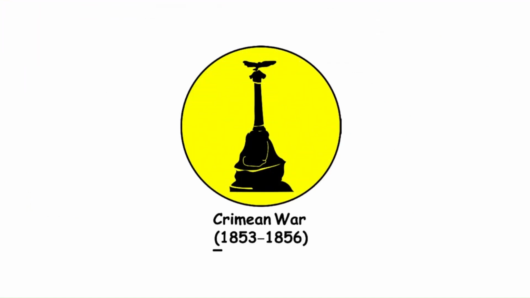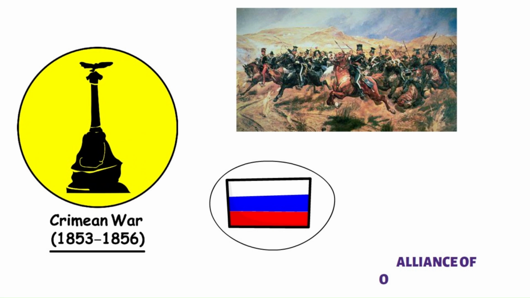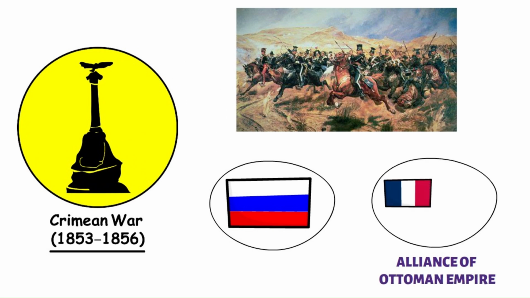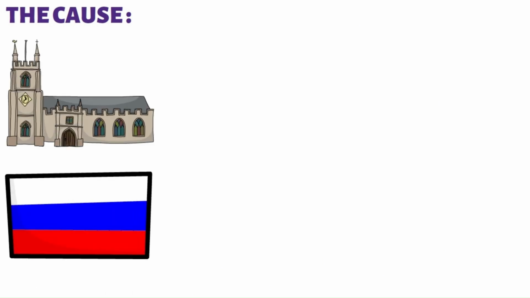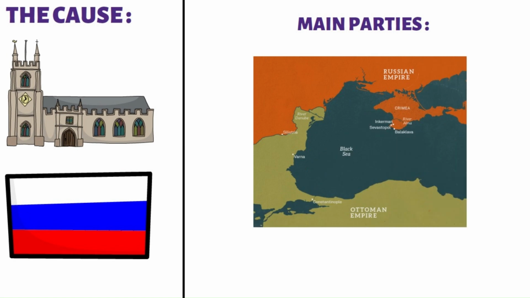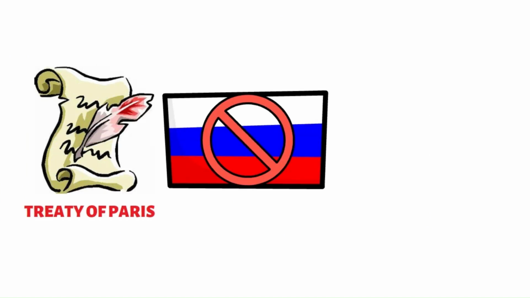Crimean War, 1853 to 1856. The Crimean War was fought between Russia and an alliance of the Ottoman Empire, France, Britain, and Sardinia. The cause was disputes over religious rights in the Holy Land and Russian expansionism. The main parties were Russia against the Ottoman Empire, France, Britain, and Sardinia. The war ended with the Treaty of Paris, restricting Russian influence in the Black Sea region.